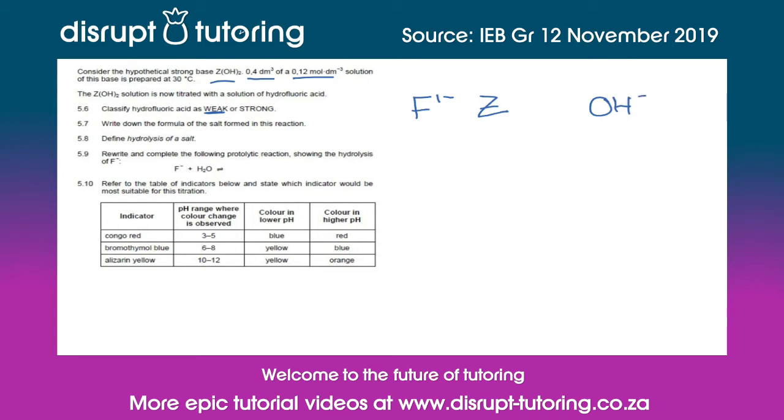number of 1-. So from this we can conclude that the oxidation number of Z is 2+, and therefore Z will bond with two fluorine atoms. This makes the chemical formula of the salt ZF2.